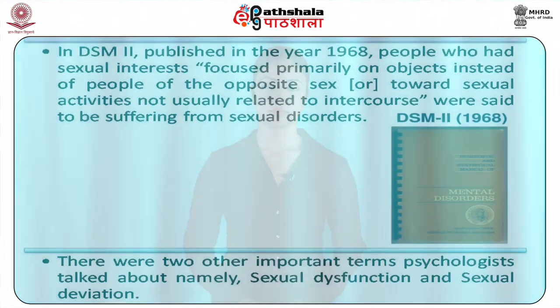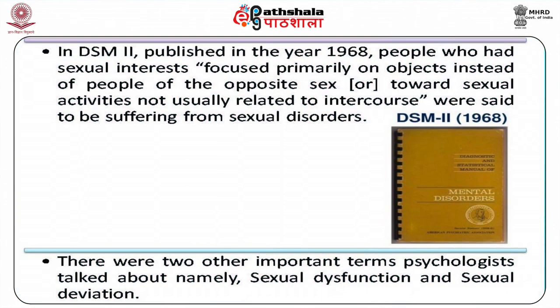It is believed that a sexually normal person is one whose sexual goals are aimed towards intercourse with an individual of the opposite sex or gender. Over the period of time, psychologists have come across several cultural differences as well as changes in this area.